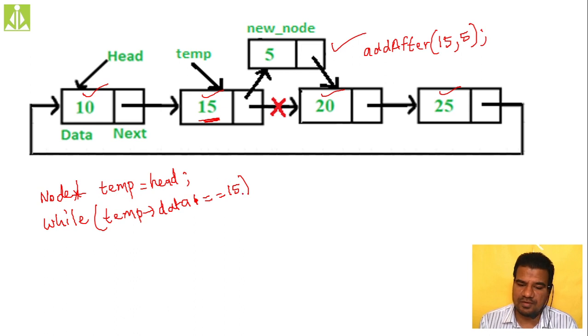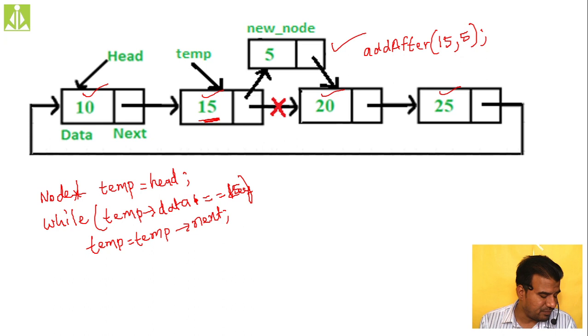So not 15, we will make it as key, isn't it? Because we are passing this 15 as a key over here. Whatever functions we are writing, we have to write in a generalized way. We should not put any constants over there. So then what we have to do, make temp equals to temp of next, so that it will traverse node by node and it will stop when the temp of data becomes the key value.